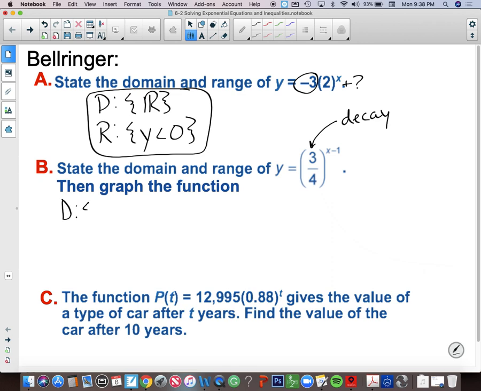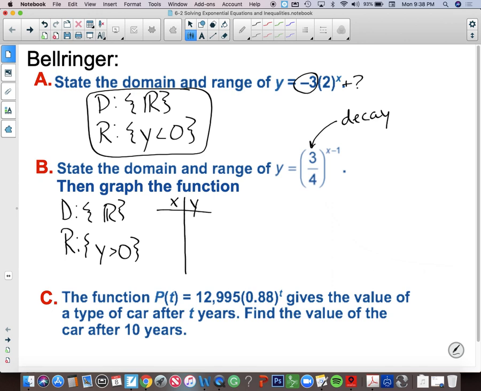Domain, all real numbers. And range, do you have plus or minus something on the back end? We don't have anything, so it's like a plus 0. It's not the exponent. We don't look up there. We look on the back end of the function. So this one's going to be y is greater than 0, because we have positive numbers in front and we don't have anything on the back end.